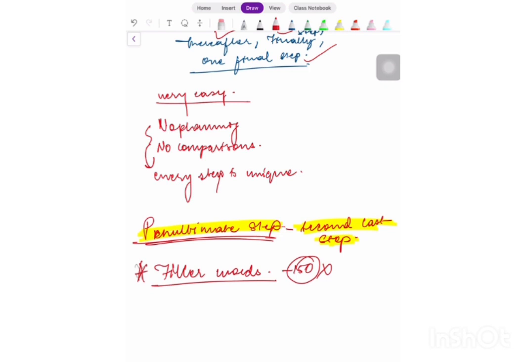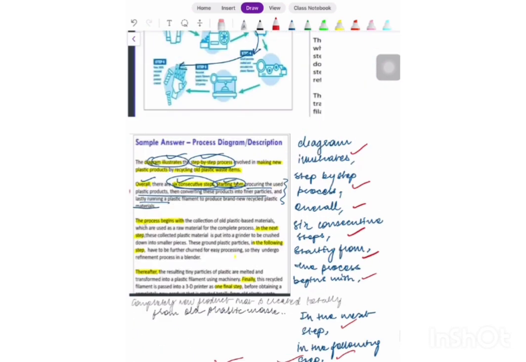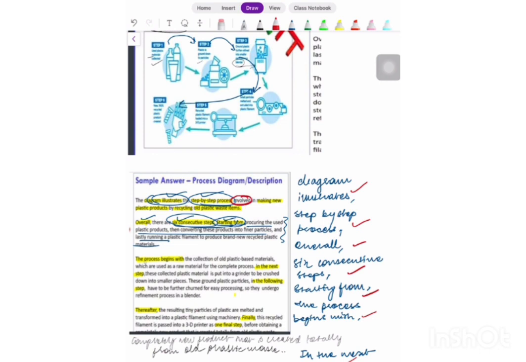So the diagram illustrates the steps involved in making new plastic material. Then the word "involved" is used here, which is also a good word. Then a word is used to describe the next step in the next line. All this you can use. Like the word "churned" is used here, that is also a band 9 word. Using machinery: instead of saying blender or 3D printer, they said directly machineries were used.